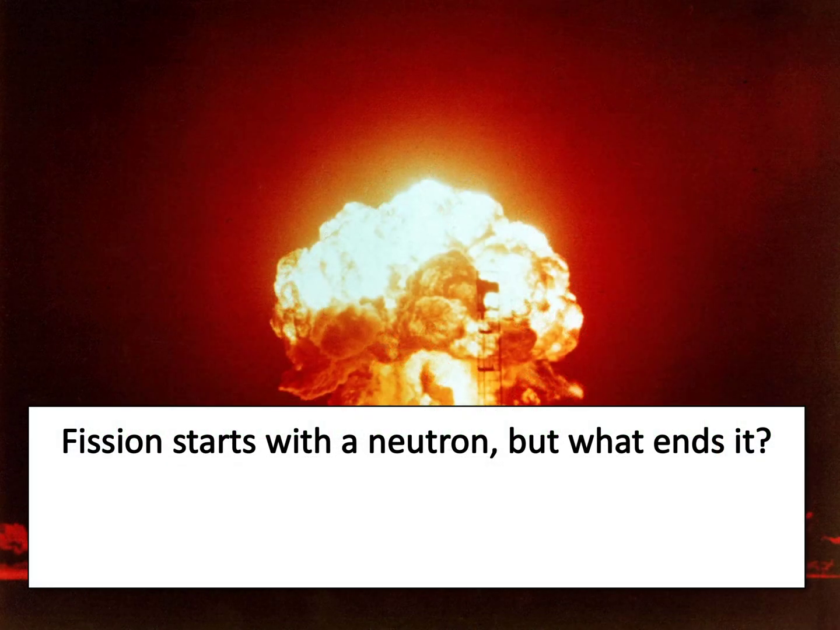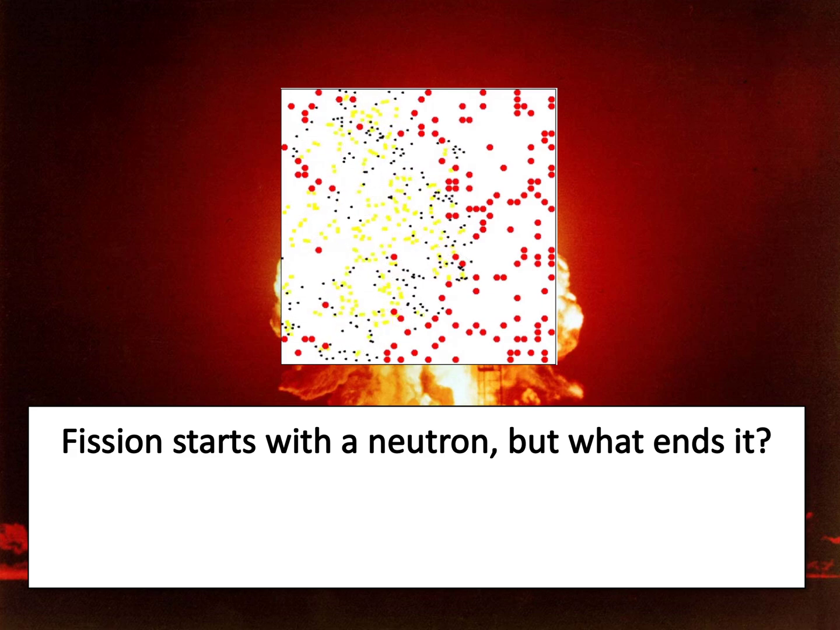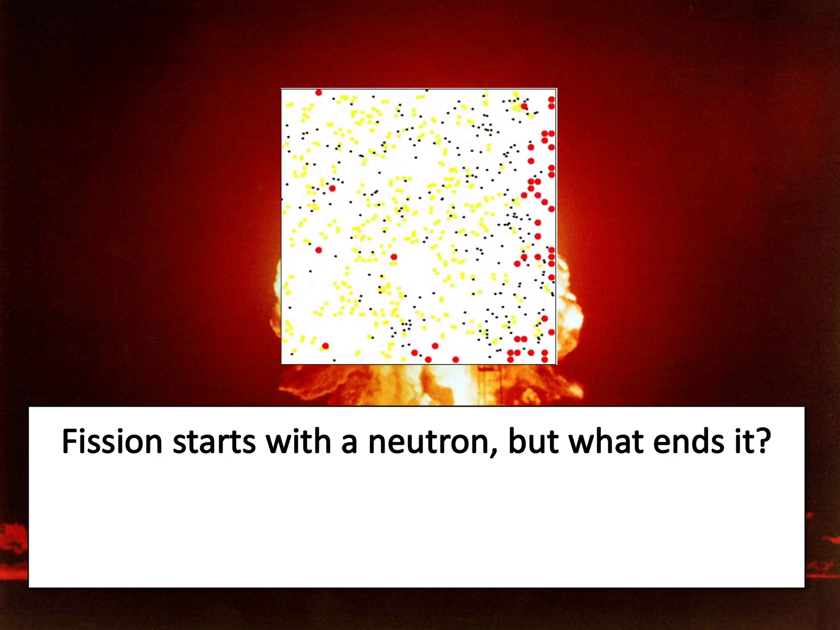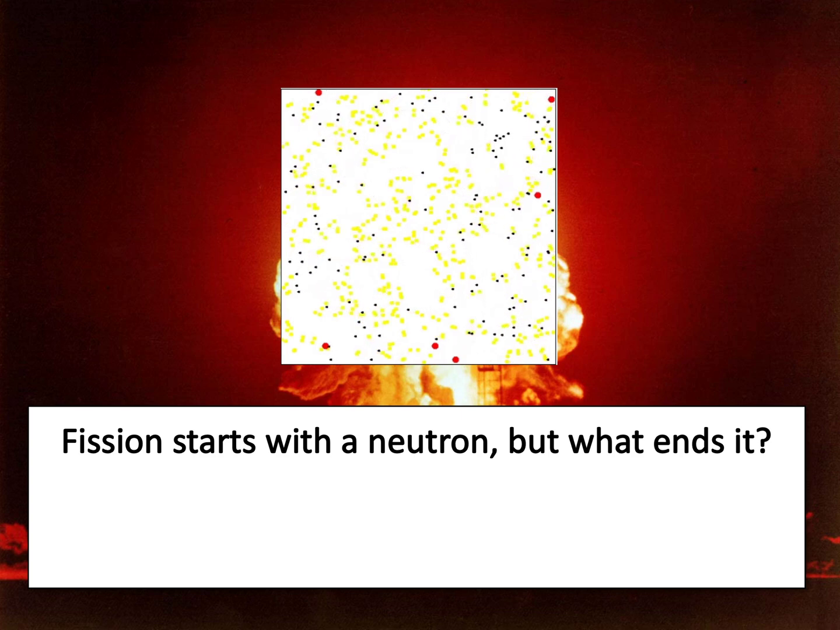Fission starts with the neutron, but what ends it? So let's look at this. This is a computer simulation. We're going to send in the neutrons. They're going to hit the uranium. So the uraniums are red and the fragments are yellow. And notice that as they get hit and they split, more neutrons come out. And so the question is, what causes this to stop? Is this just going to keep going forever? Or is there something that ends it? Let's see.